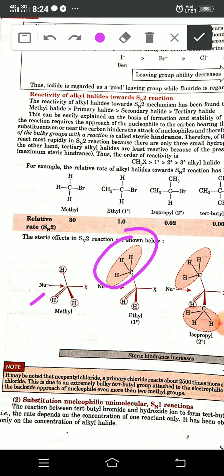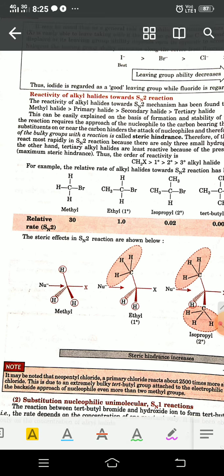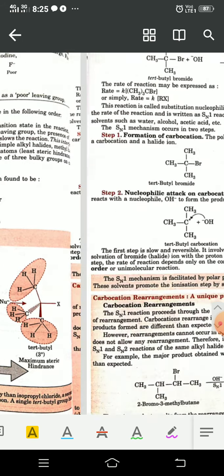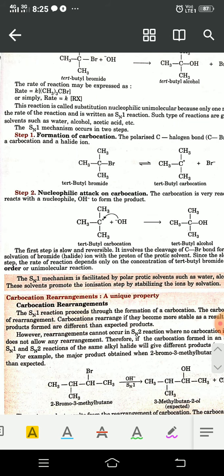So the fewer the alkyl groups attached to this carbon atom, the greater the ease of attack of the nucleophile, and that's why primary alkyl halide is more reactive towards nucleophilic substitution than secondary. Secondary is more reactive than tertiary in this case. Now let us see another example.